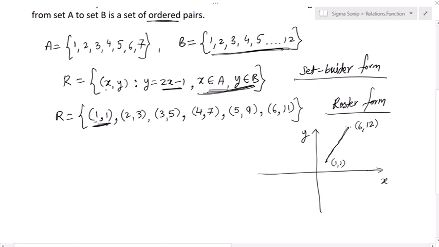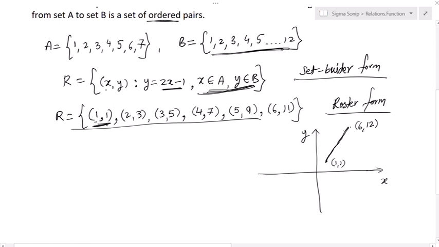Now some of you might say that this is not right. So I'm saying that what I have drawn here, what I've shown here, is not right. Can anyone tell me why it is so? I want you to pause the video for a moment and ask yourself why this relation that I've shown on the graph in the graphical form is not right.